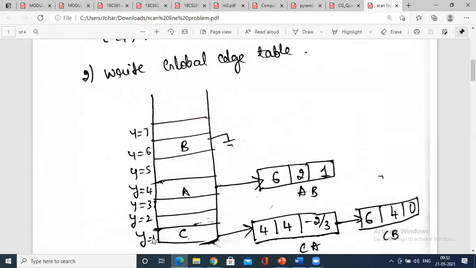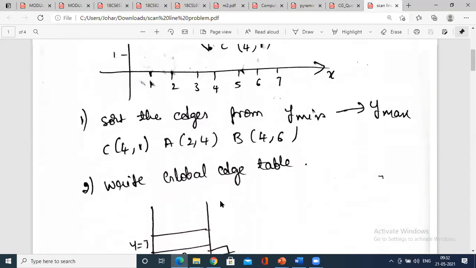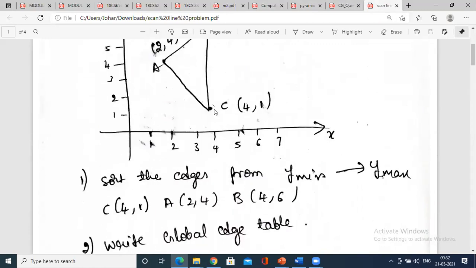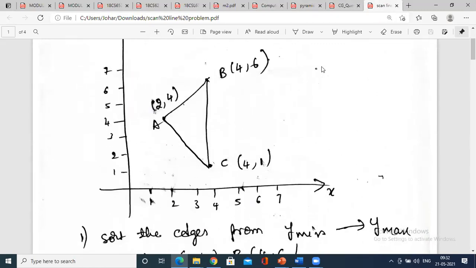First, for the incremental value of y equals 1, do we have any vertex? Yes, you have a vertex at y equals 1. What is that? You have (4, 1). As I stated here, you have (4, 1) and you have CB and CA. Mark it. What is the CA value and the CB value? (4, 1), (2, 4); (4, 1), (4, 6). Right?